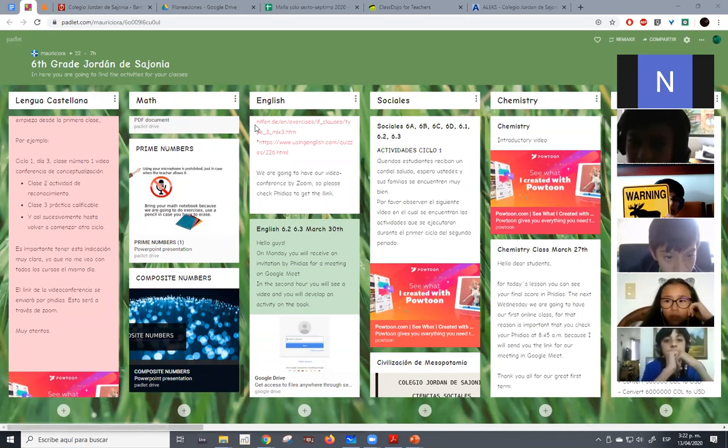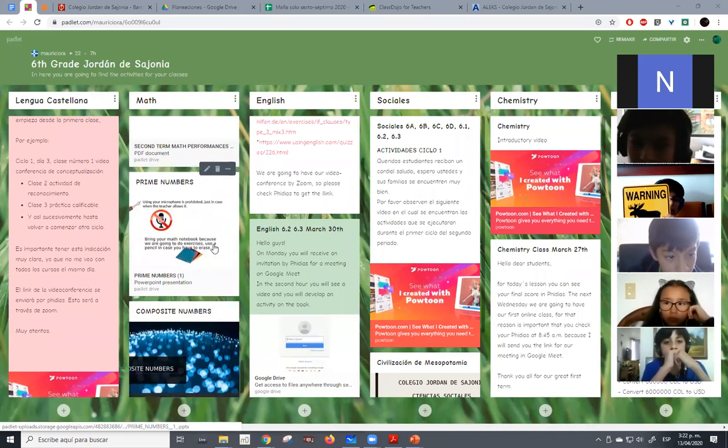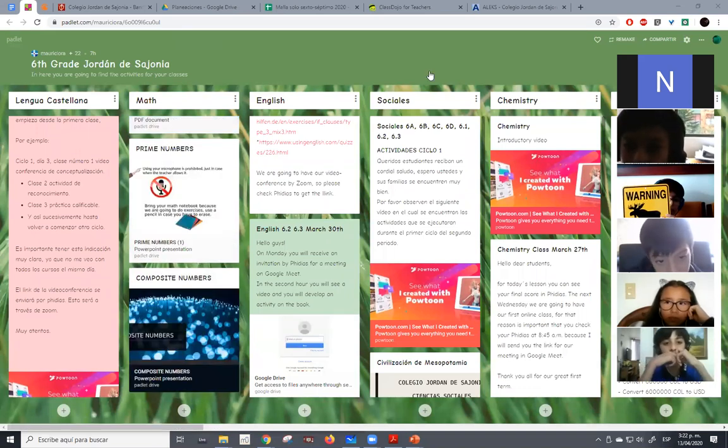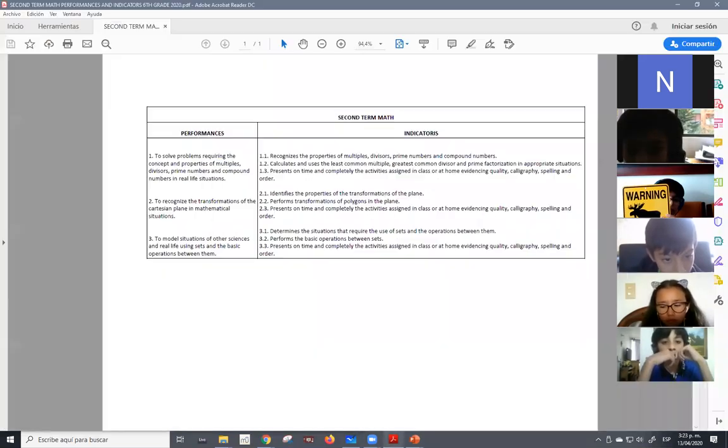Okay, so as you can see, the day of today, we are going to make a little review of prime and composite numbers. Maybe you don't understand what composite numbers are, but don't worry, trust me, it is really easy. All the numbers that are not prime are called composite, well, more or less, except the one. So we need to review that.